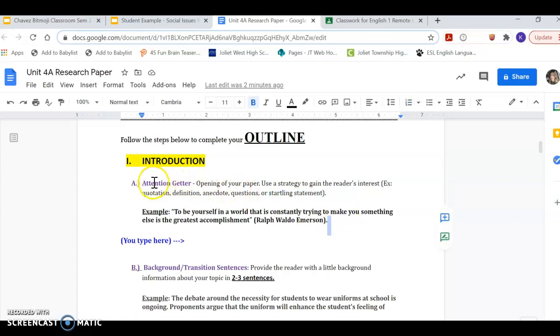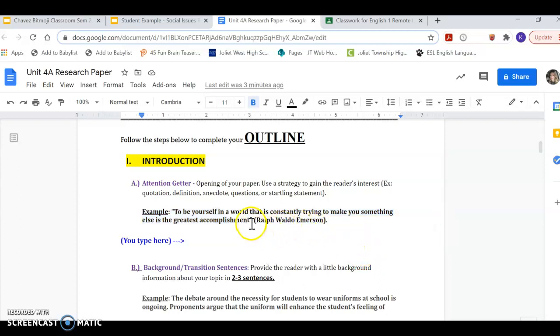You'll notice that under each section of your paper, there's an example. The example is using the prompt, should students wear uniforms to school? So under the directions for each part, you can reference the example when you are typing your own response. So for the attention getter, I used a quote from Google. And the quote is, "To be yourself in a world that is constantly trying to make you something else is the greatest accomplishment." And that's by Ralph Waldo Emerson.